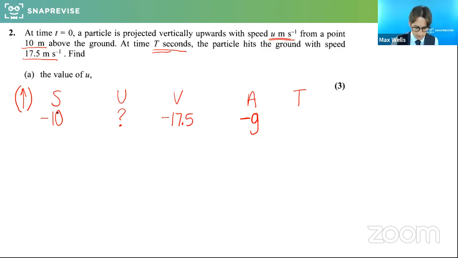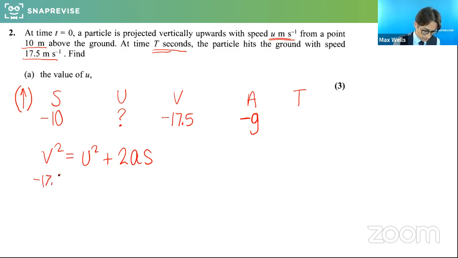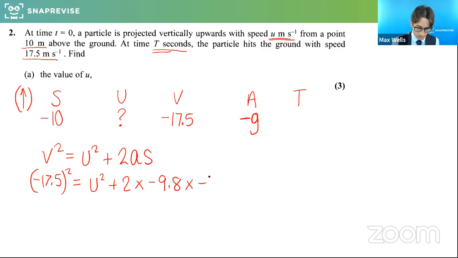So if I plug this in, I've got S, U, V, and A. I'm going to use V squared equals U squared plus 2AS. Okay, so minus 17.5 squared equals U squared, which I'm trying to find, plus 2 times minus 9.8, which is minus G, times minus 10. Okay, so I'm going to evaluate all of that, rearrange, and then square root to get U. Has anyone done that? Has anyone got a value for U?